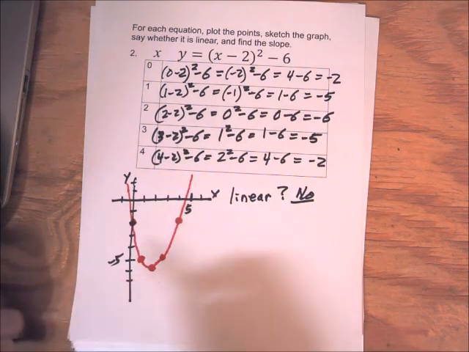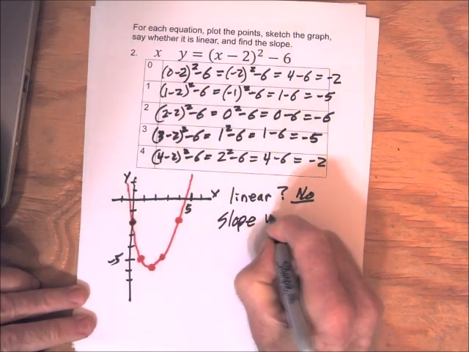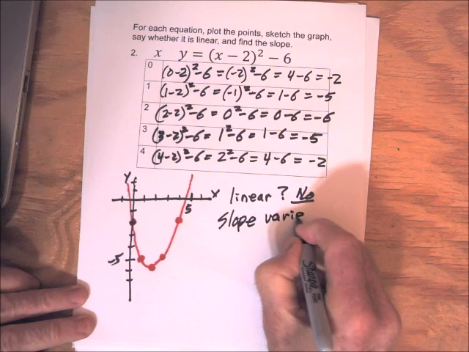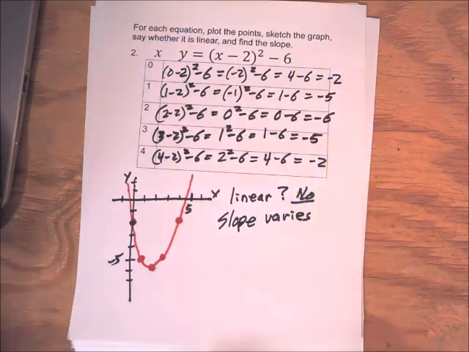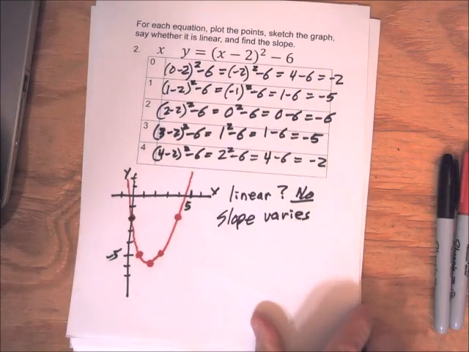So the slope varies. It's not a constant slope, and that's typical of equations that are not linear. Usually the slope is not going to be constant. For a linear equation, the slope will always stay the same. Okay, so next example.